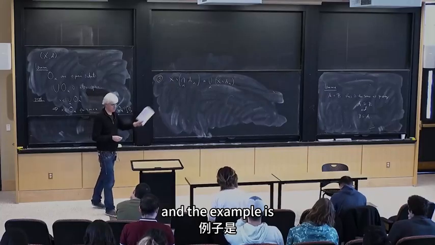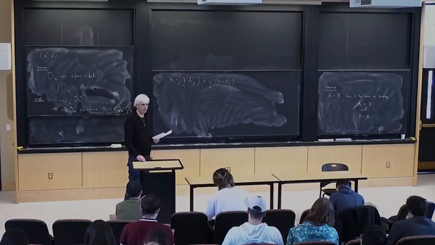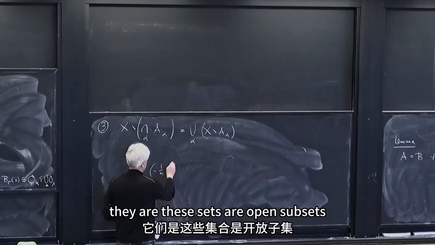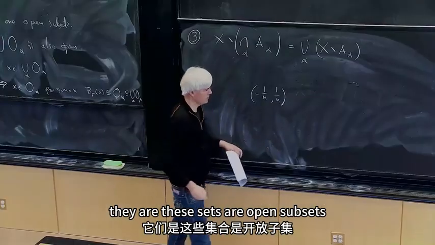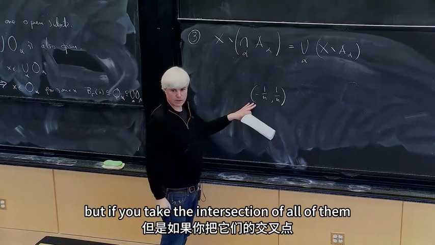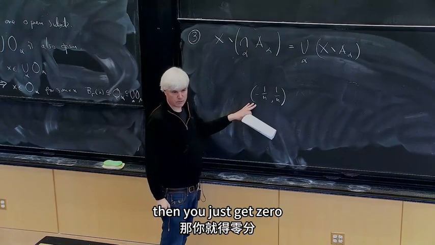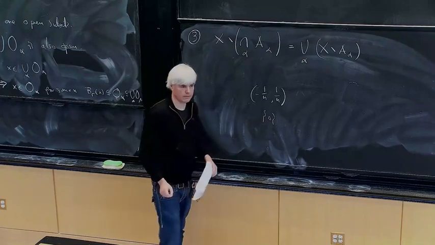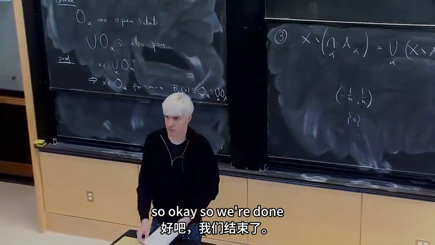And the example is one of the examples we looked at before, where you take these sets here. These sets are open subsets, but if you take the intersection of all of them, then you just get 0, and that's not an open subset. Okay, so we're done.